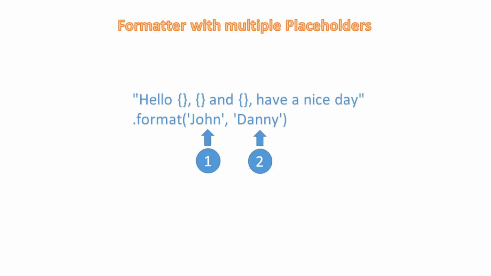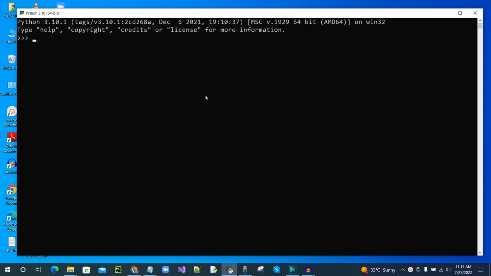In this example, I passed 2 values but there are 3 placeholders, so it will throw an error. Let's work on string formatter in the Python interactive shell.